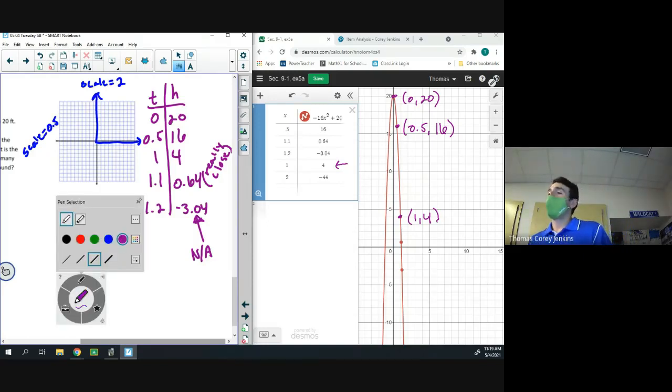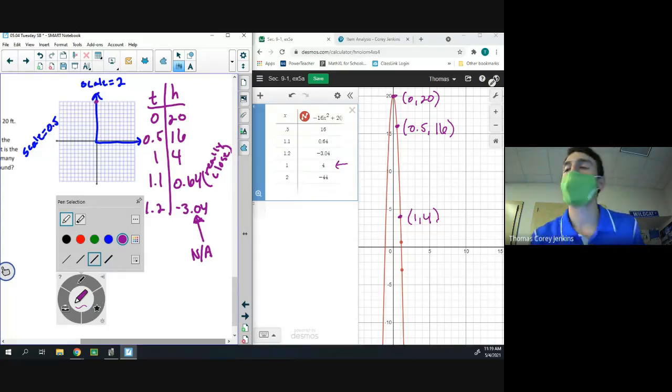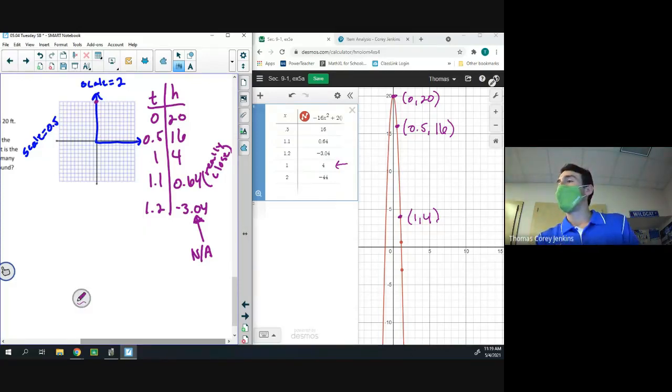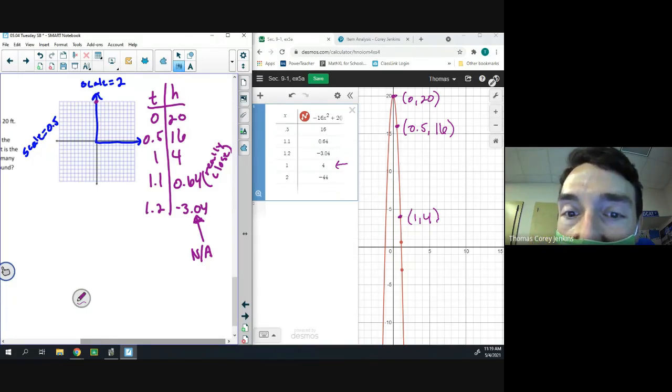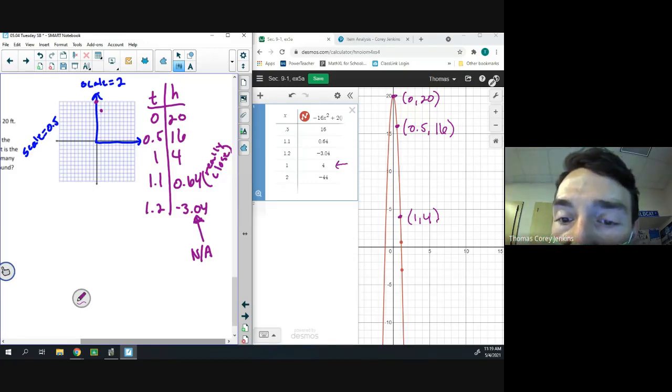All right, so let's go ahead and graph our points. So we have 0, 20. On my graph, that's going to look like 0, 10. Okay, so it's going to be right there. We have 1/2, 16. On my graph, that's going to look like 1, 8, if I'm considering my scale. We have 1, 4. On my graph, that's going to look like 2, 2.